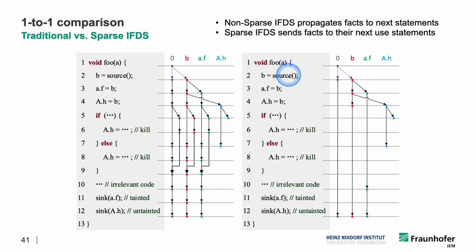And in sparse IFDS, you rather send facts directly to their next use statement, right? So for instance, here a.h, that occurs again here. So it's being propagated here, right? And a.f, which is being tainted here, that isn't used until down here, right? So that's why this is being propagated until this statement here, okay?